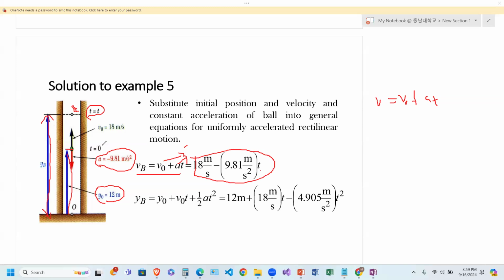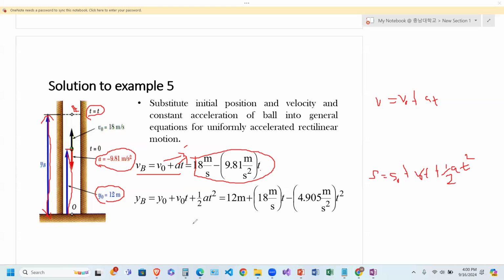That was the third equation we developed in lecture 2. Whereby we got our S equal to S naught plus V naught T, the initial velocity times time, and then plus a half A T squared. Remember that equation? That's the equation we derived.